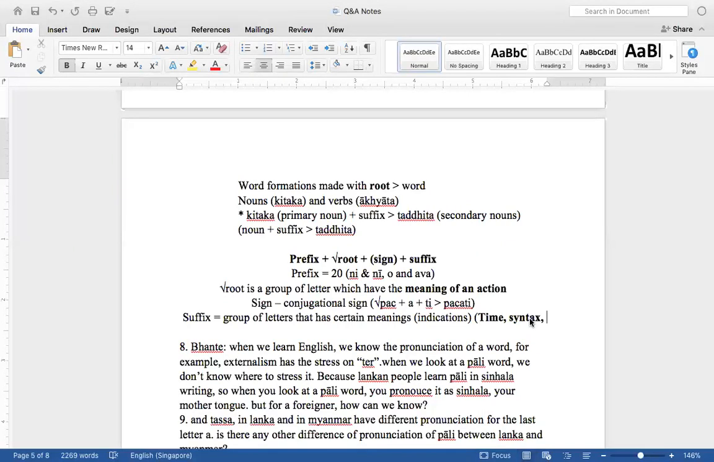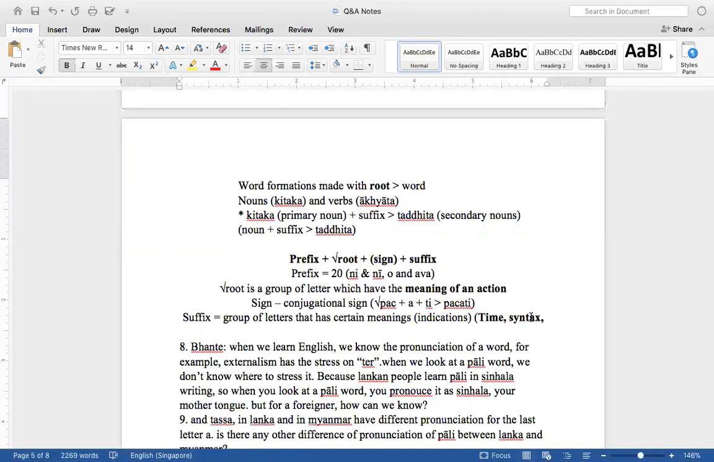So the suffix gives emphasis upon a certain syntax. One suffix gives emphasis on one syntax. Sometimes it gives the emphasis on the doer, sometimes on the object, sometimes on the instrument, sometimes the dative, sometimes the locative. So the final word, whether it's a verb or a noun, represents that syntax.